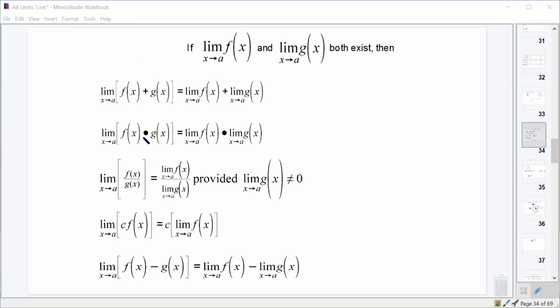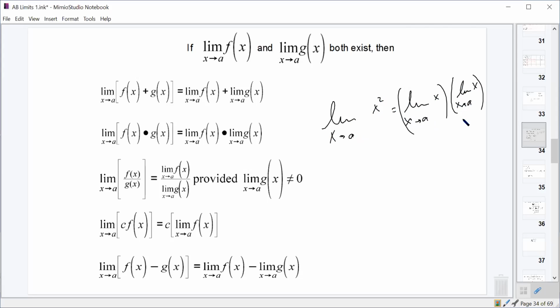They can also be separated out using multiplication. If I have two functions being multiplied by each other, for example, if I have the limit as x approaches a of, we'll say x squared, that's two functions together, right? x times x. I could say that's the limit as x approaches a of x times the limit as x approaches a of x. So they can be separated using multiplication.